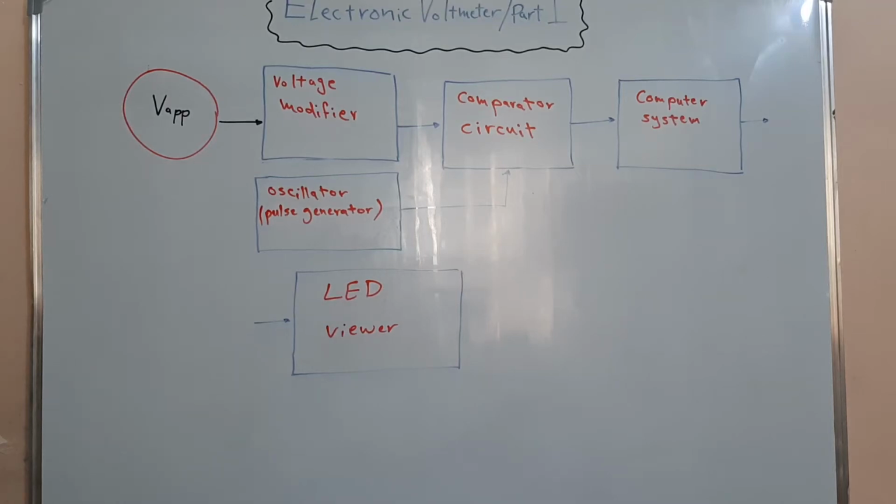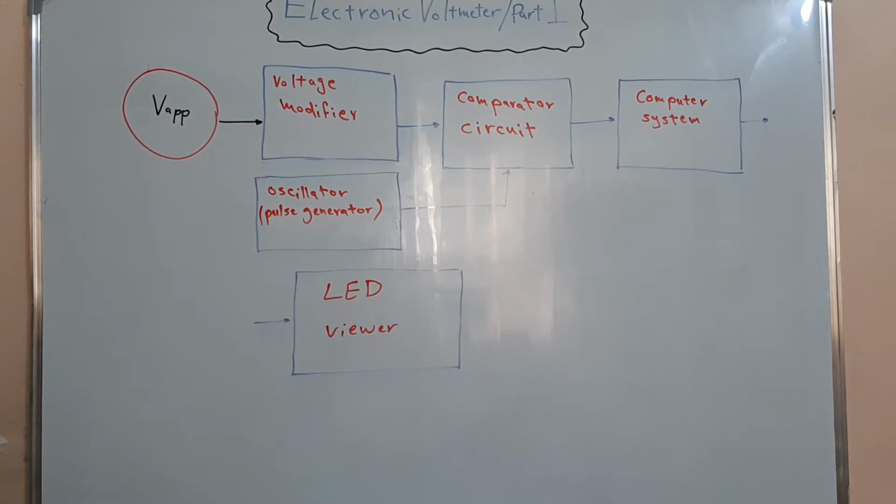Hello, in this video we'll discuss the electronic or digital voltmeter. The voltmeter is composed of the parts shown in this diagram. First, the voltage that is unknown, or that we want to measure, will be applied at this point.